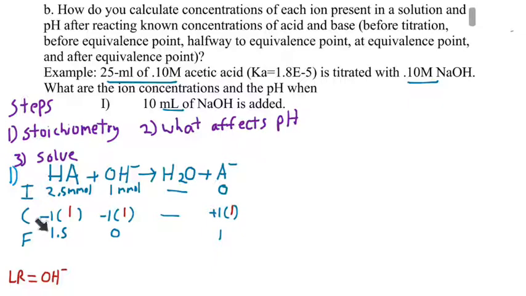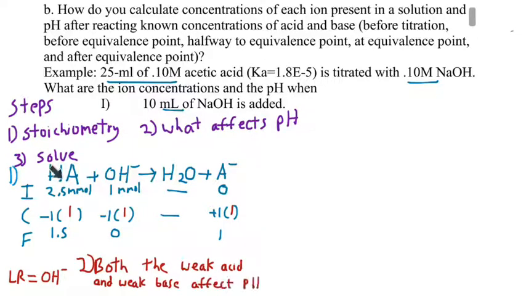We have some acetic acid and some acetate. That's important because both of those affect the pH. So step 2, what affects the pH? Both the weak acid, acetic acid, and the weak base, acetate. This is the conjugate base of acetic acid, so it's a stronger base than water. Still a weak base, but it's stronger than water.